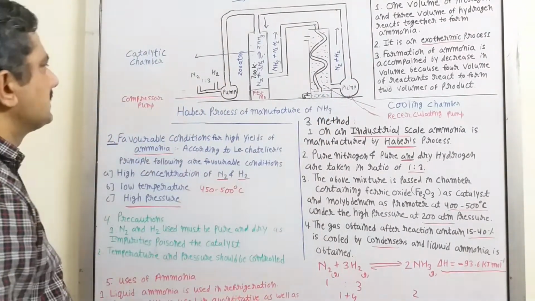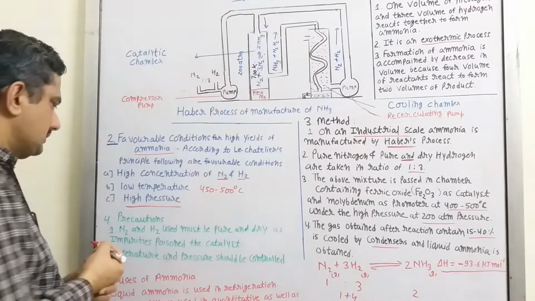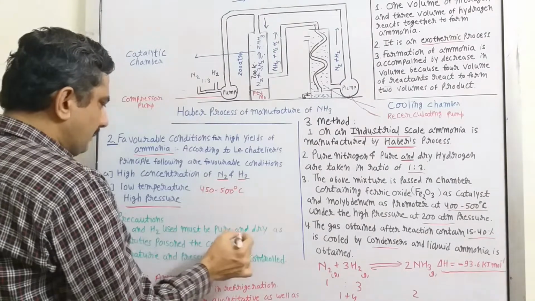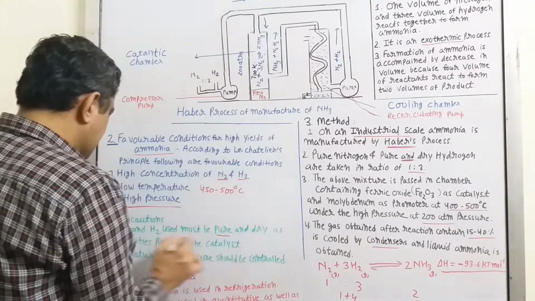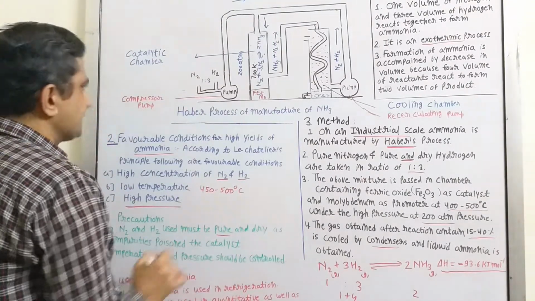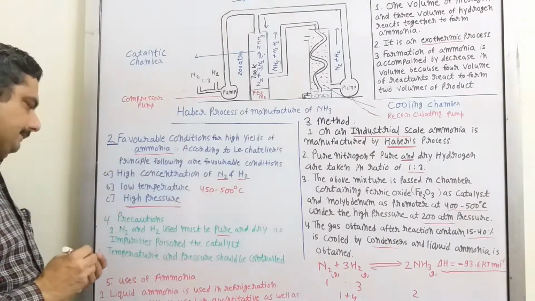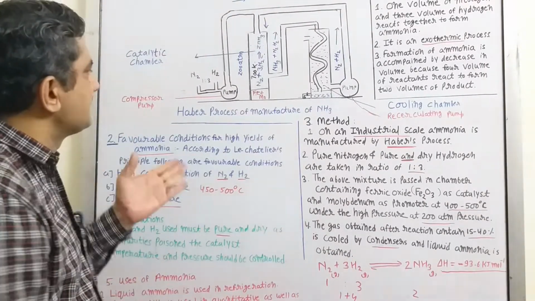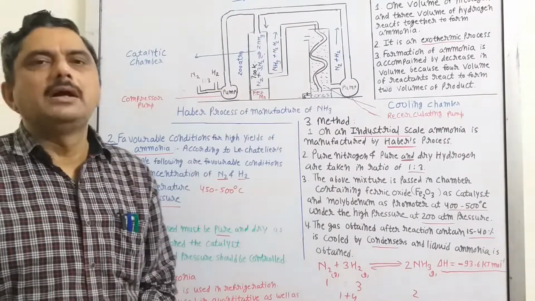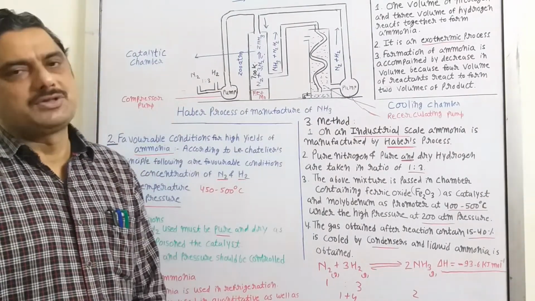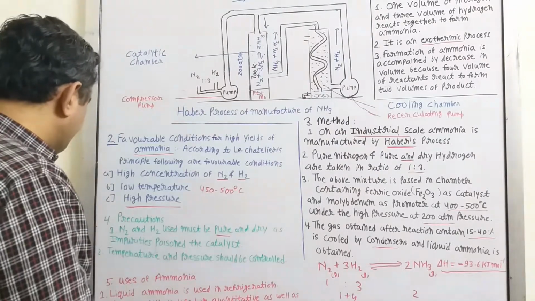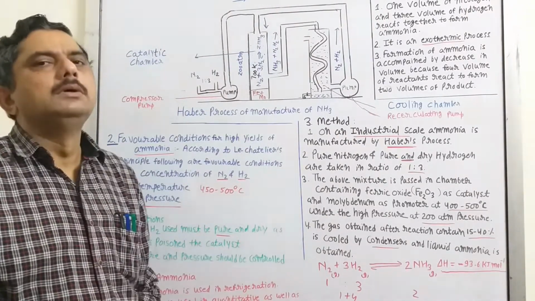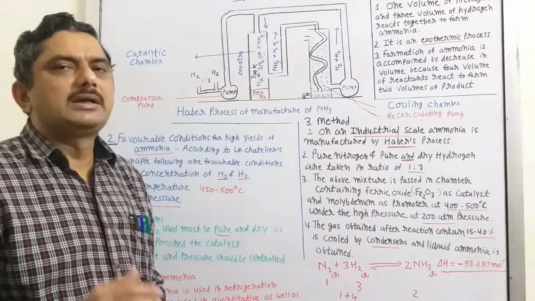Now, precautions. What are the precautions? Number 1, nitrogen and hydrogen used must be pure and dry, as impurities poison the catalyst. Very first, the nitrogen and hydrogen must be pure, otherwise the iron catalyst becomes poisoned. Number 2, temperature and pressure should be controlled.